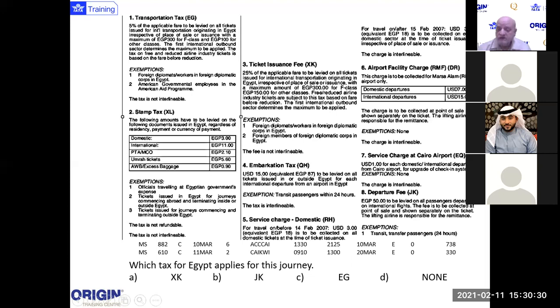Service charge at Cairo Airport. Okay. USD 1 for each domestic or international departure from Cairo Airport. Okay. For upgrade of check-in system. That's what the tax is for. Exemptions, none. Everybody pays it. Adult, child, infant, diplomat, no exceptions. I think he has to pay that tax. Yeah. So we've got 2 now.